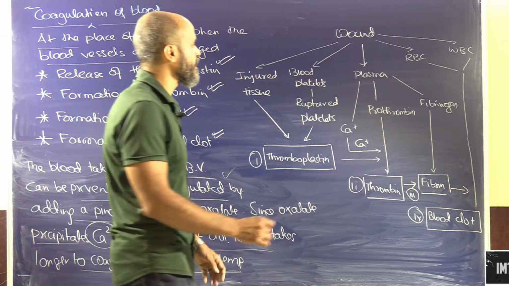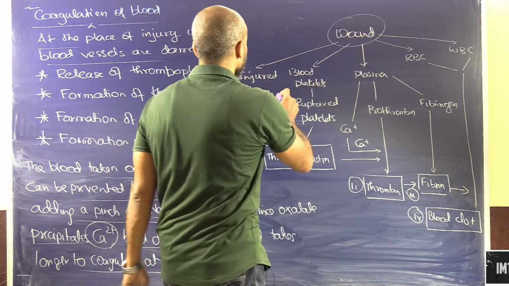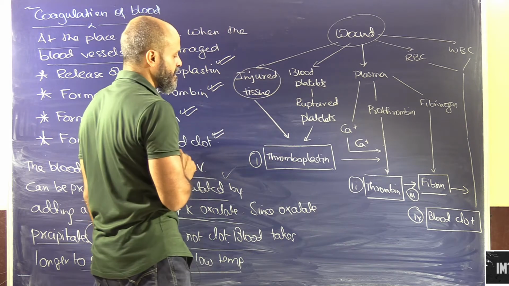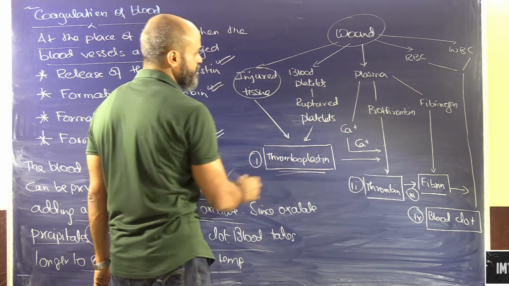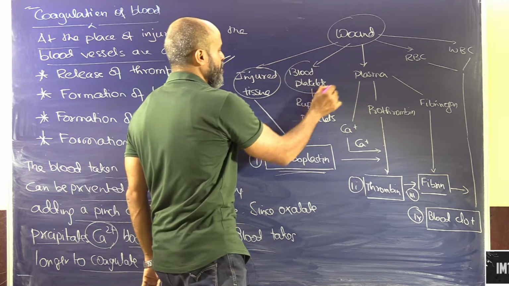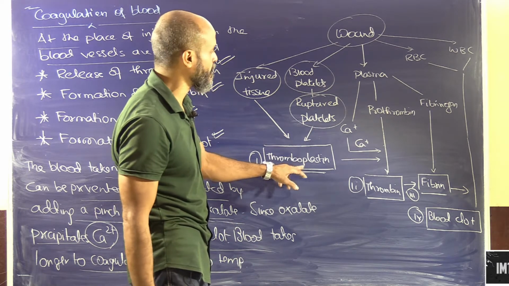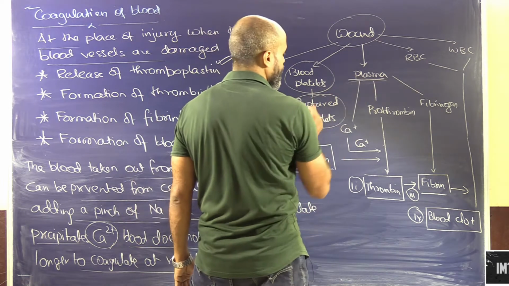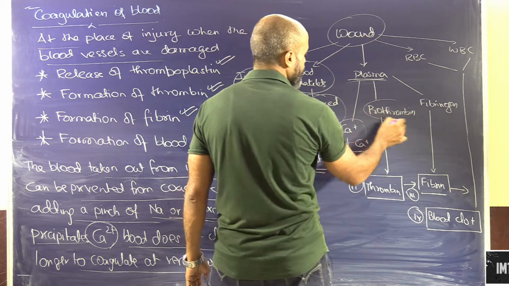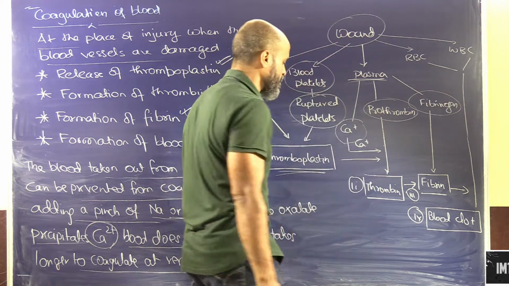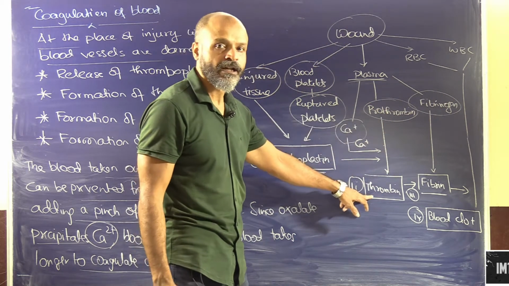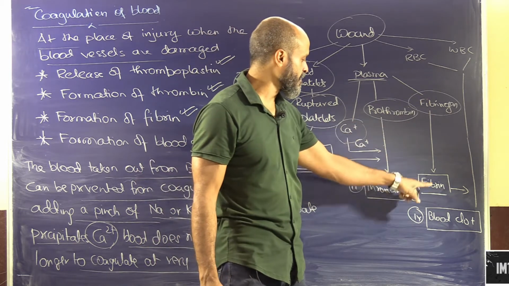Okay. Now let's say this is the wound site. At the wound site there is an injured tissue. The injured tissue releases thromboplastin. So from the ruptured platelets and injured tissue, the thromboplastin is formed. Then we have the plasma, which has calcium ions, which has the prothrombin and which has the fibrinogen. So this prothrombin will convert to thrombin, and fibrinogen will convert to fibrin.